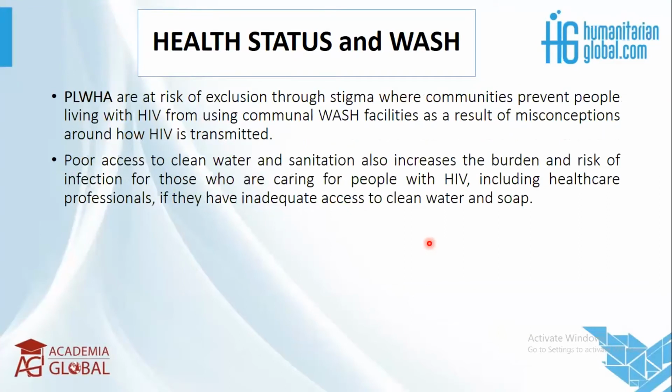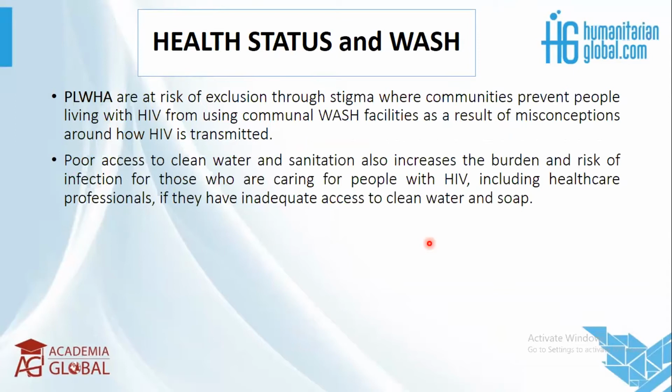The last one is about health. I just picked one, health status, but there are many that we can look at. So I picked people living with HIV and AIDS. They're usually at risk of exclusion because of stigma, where communities prevent them from using communal WASH facilities because of misconceptions about how HIV is transmitted.